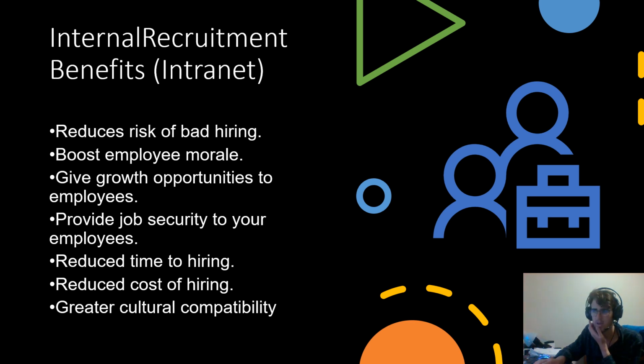Okay, why would you go internal? It reduces time, it reduces costs. You know the person knows you. It also boosts morale. They're more compatible with your business, guys. You can say what you want here. There's a lot of reasons to go internal.